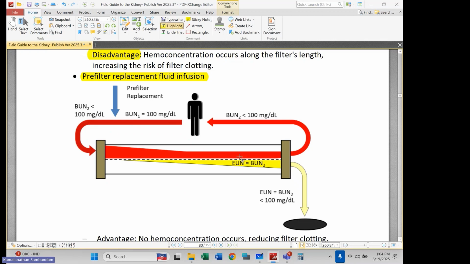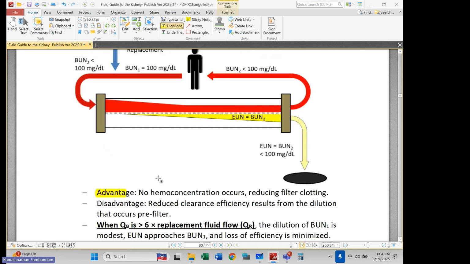So EUN is equal to BUN2 in pre-filter hemofiltration, okay? And that results in a reduction of efficiency of CRRT, and that also explains why the BUN drops in the patient. You're diluting the blood, not post-filter, but pre-filter. The advantage of this is that you don't get the hemoconcentration that occurs with post-filter hemofiltration. Presumably that reduces filter clotting, okay?